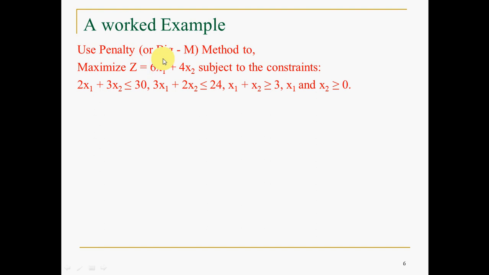Use the penalty or big M method to maximize z equals 6x1 plus 4x2 subject to the constraints 2x1 plus 3x2 less than or equal to 30, 3x1 plus 2x2 less than or equal to 24, whereas x1 plus x2 greater than or equal to 3, with x1 and x2 greater than or equal to 0. Now we are supposed to solve this problem using the big M or penalty method.